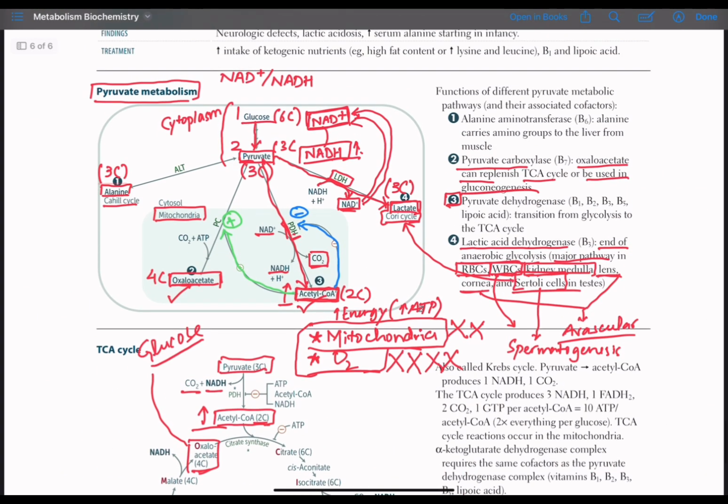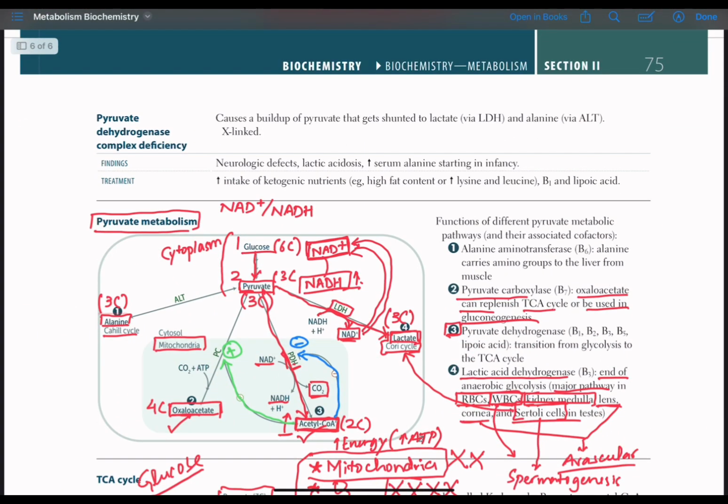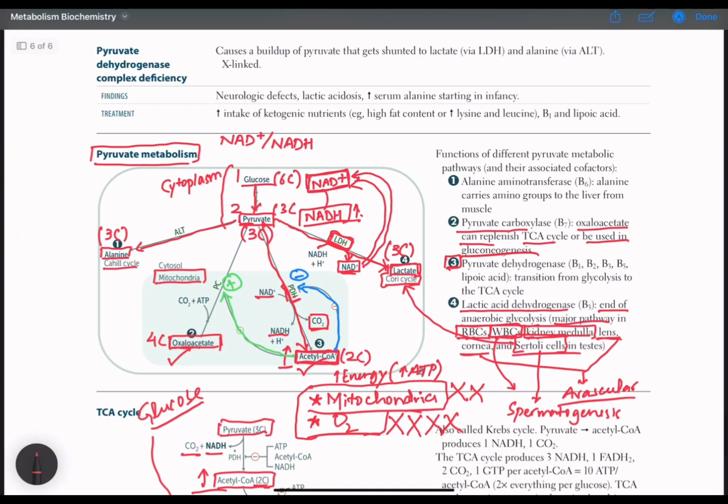Now, at last, we have conversion of pyruvate into alanine. And sorry, one thing: LDH is an enzyme which performs the conversion of pyruvate into lactate, and LDH is elevated in different diseases. The clinical implication of LDH is that it is increased in different tumors.